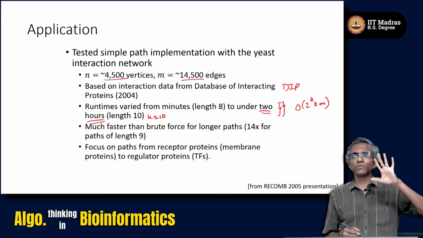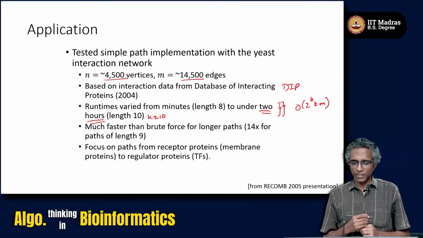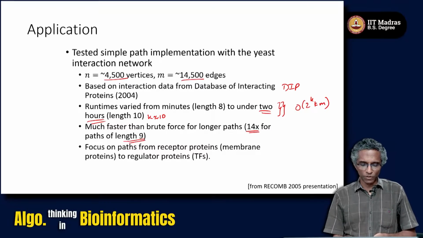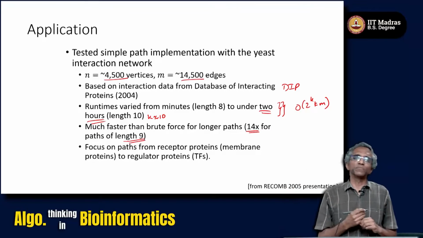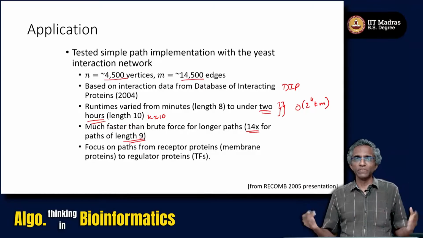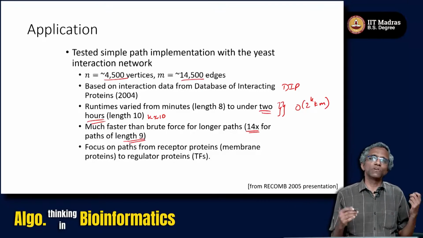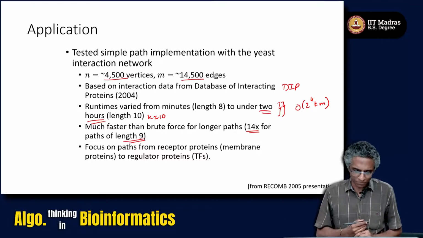So, if we had not gone through all this trouble of coming up with this color coding algorithm, for longer paths it would have taken 14 times more time, for paths of length 9 for instance, and for larger lengths it may be similar or even higher orders of magnitude more time. So, brute force would not be possible for larger k values.